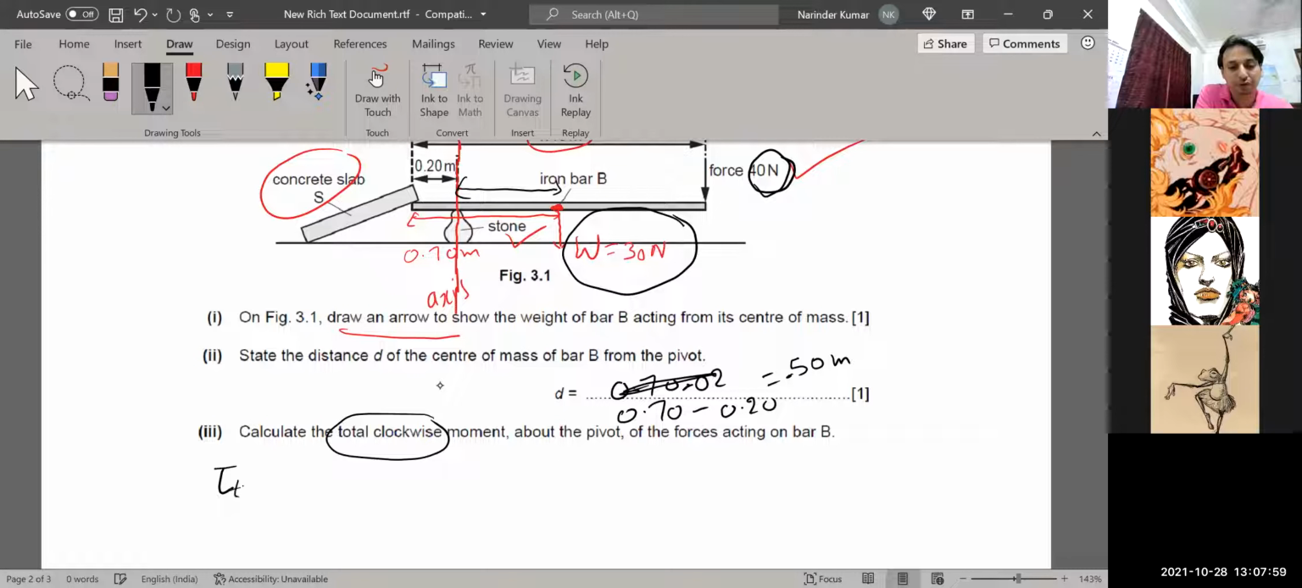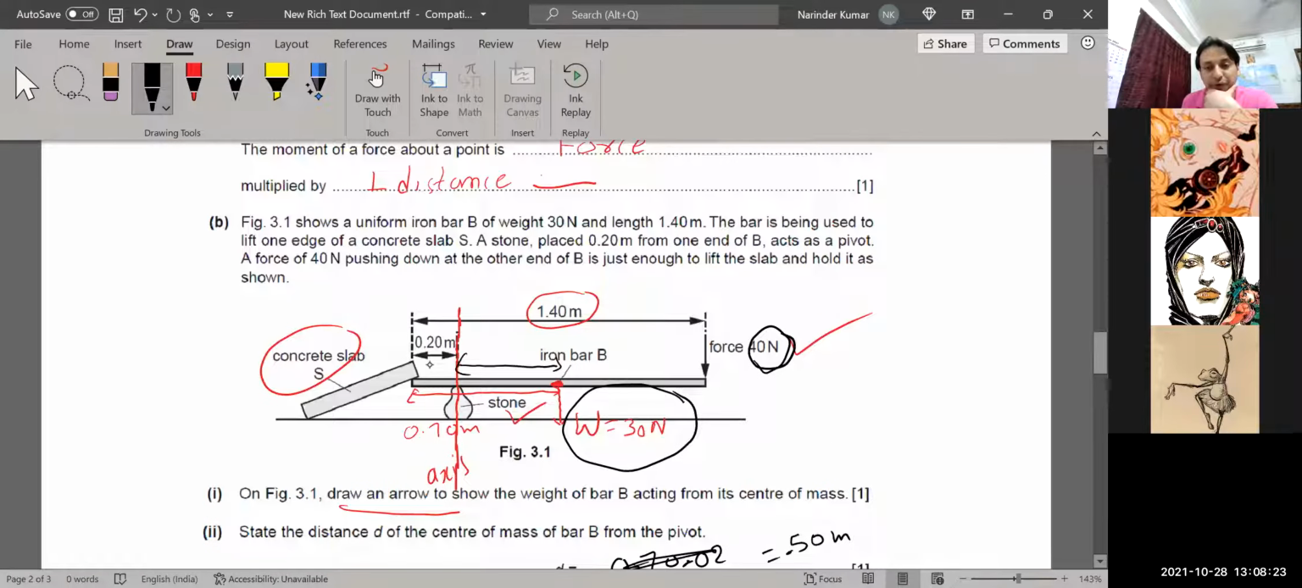Total moment, okay. Due to this, let me write: the total is equal to the moment due to the 40 Newton force plus the moment due to the 30 Newton force. So what about the moment due to the 40 Newton force? 40 multiplied by its distance from the pivot point. What is the distance of the 40 Newton force from the pivot point?